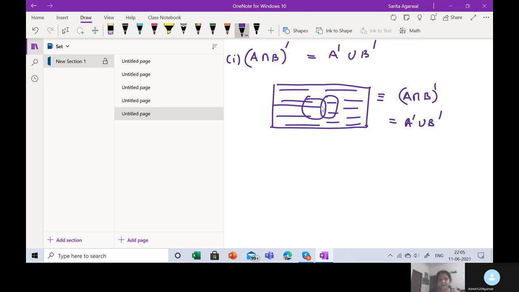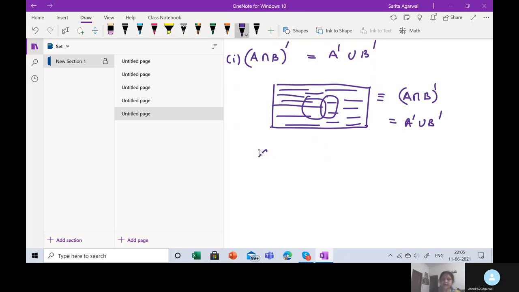You can see A complement is this portion. A complement is this, not this. A complement starts here. It is here, here, here, here. And the B complement is the portion here. This one, these lines, and these lines, not the intersection lines, these lines. But the union is this.